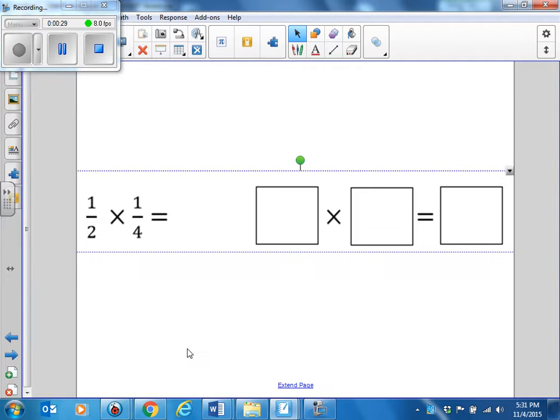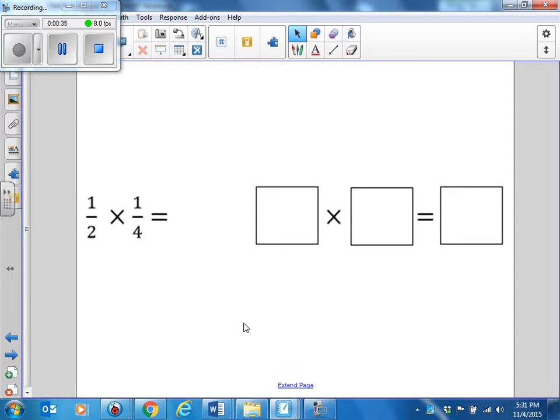All right, so let's go ahead and take a look at this first problem. So we have a half. This first square represents our first fraction. So we have half of a square. So what I'm going to do is shade a half with diagonal lines. Okay? And then my next fraction tells me I have a fourth.